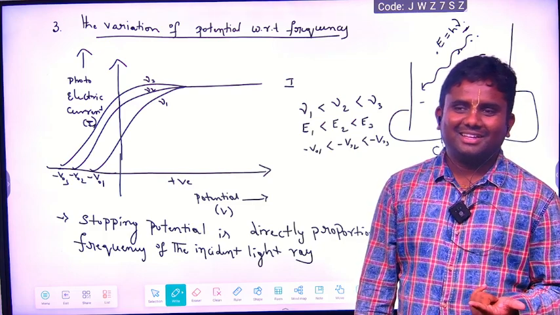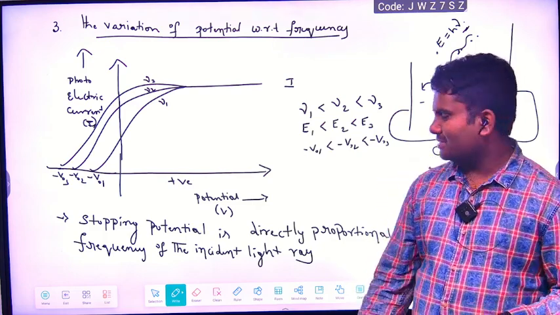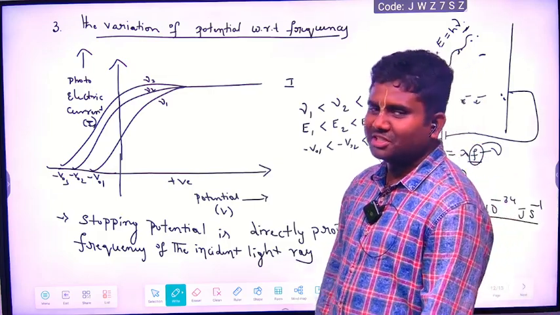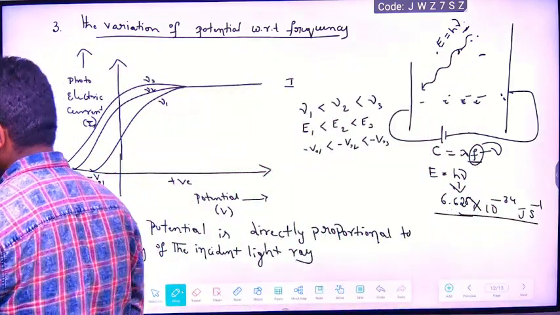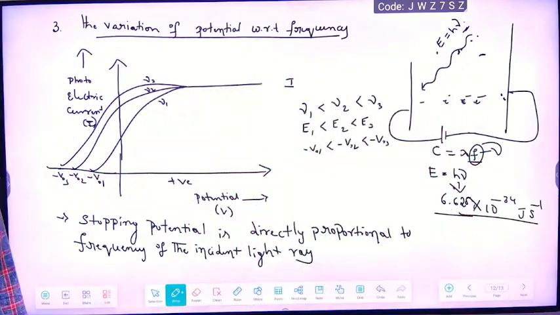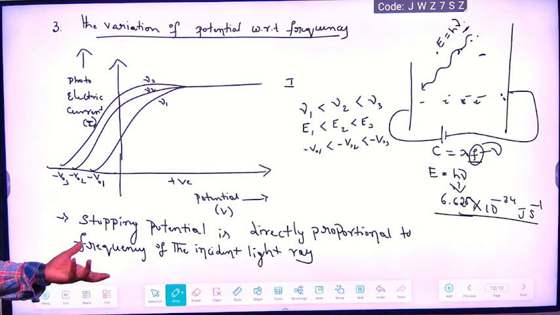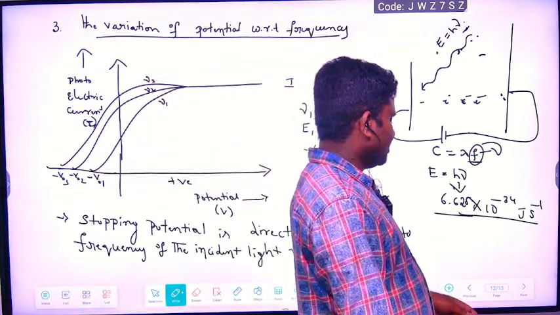Understanding? Please take this. Finished? Any doubt? So stopping potential is directly proportional to the frequency of the incident light ray. Understood? So please write the observations now.